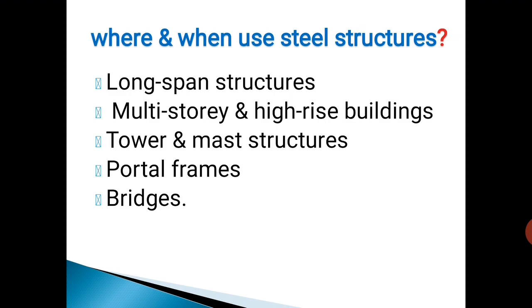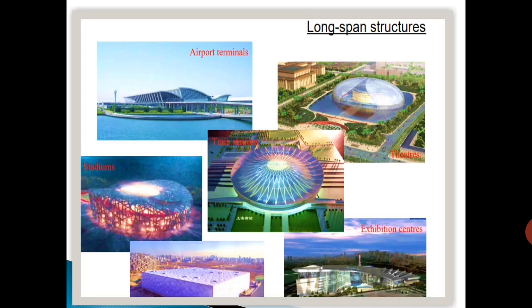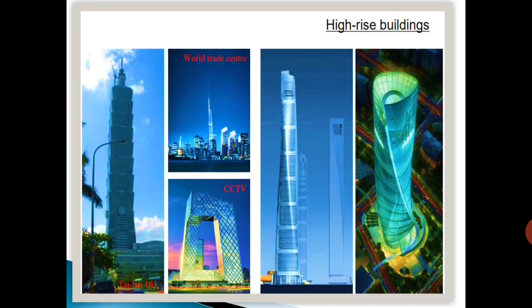Okay, these are the examples of long span structures which are used in airport terminals, train stations, stadiums, exhibition centers, theaters, etc. Okay, high rise building. These are the examples of high rise buildings, like the World Trade Center, CCTV, etc.